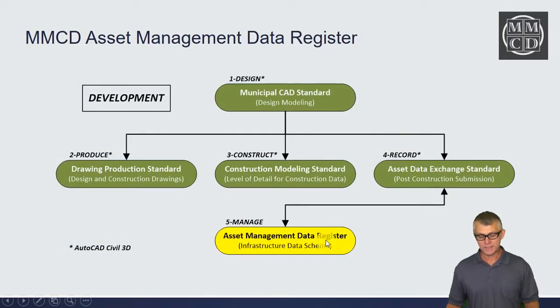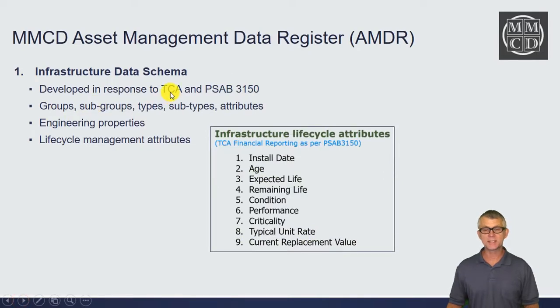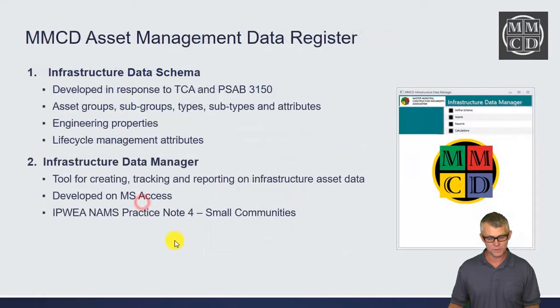The Asset Management Data Register was developed in response to TCA and PSAB 3150, and this brings attention to the life cycle attributes required for infrastructure management and financial reporting as per the accounting standard. Essentially it's groups, subgroups, type, subtypes, and attributes. It includes the engineering properties, so these would be your elevations, grades, slopes, diameters, as well as life cycle management attributes.